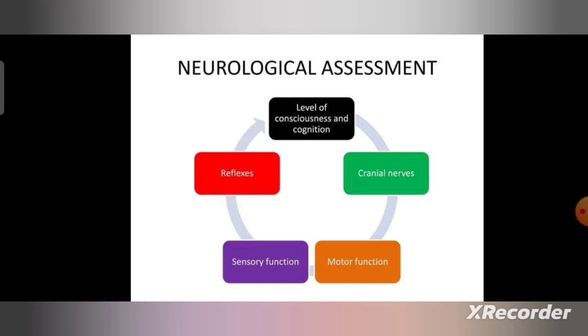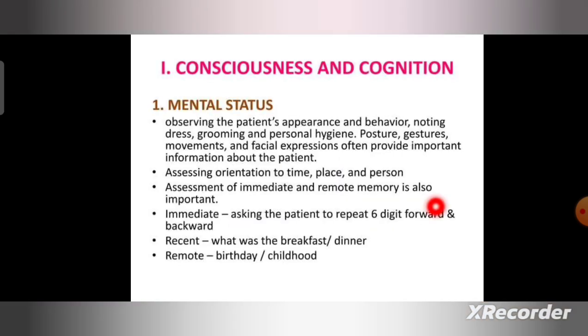So in this presentation, we'll discuss the neurological assessment. First we'll discuss consciousness and cognition. So first is mental status. In this, observe the patient's appearance and behavior, noting dress, grooming and personal hygiene. Posture, gestures, movement and facial expression often provide important information about the patient.